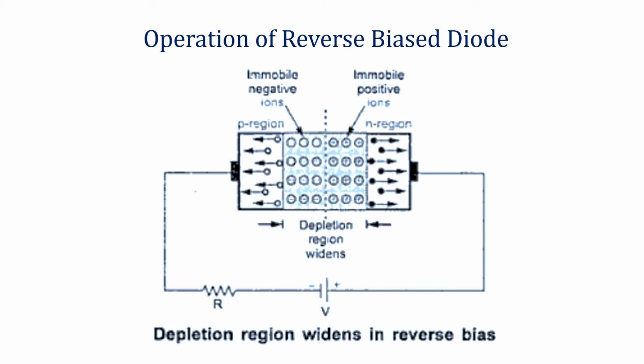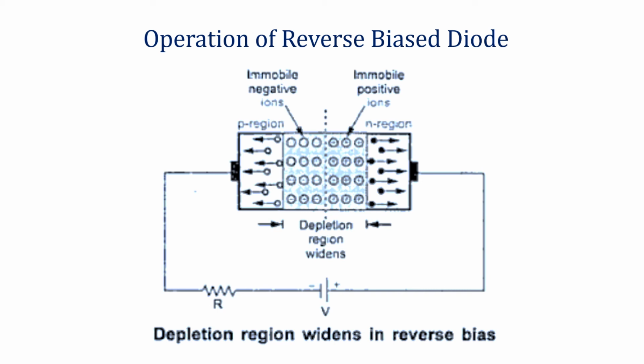Thus, the electric field produced by applied reverse bias is in the same direction as the electric field of the potential barrier. Hence, the resultant potential barrier is increased, which prevents the flow of majority carriers in both directions. Therefore, theoretically no current should flow in the external circuit. But in practice, a very small current of the order of a few microamperes flows under reverse bias.